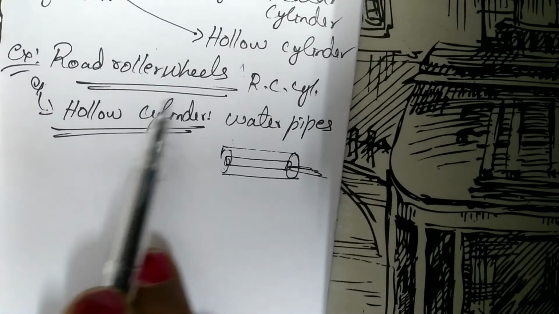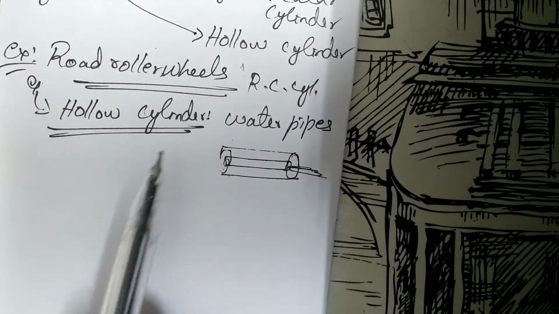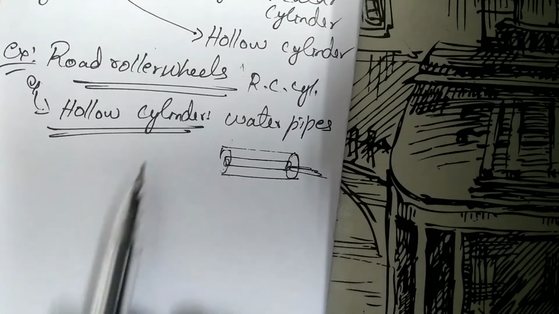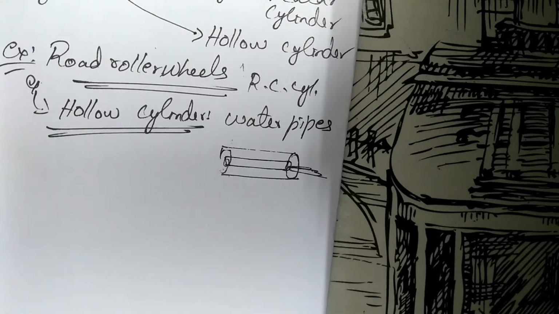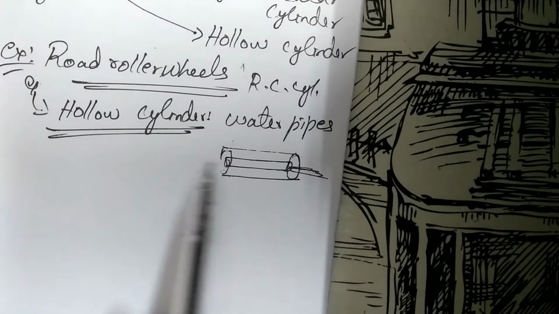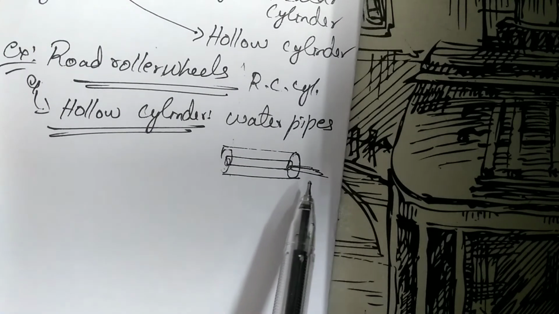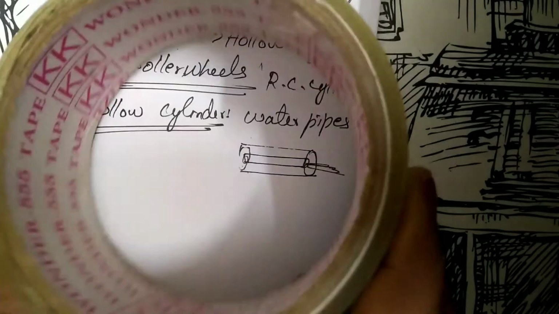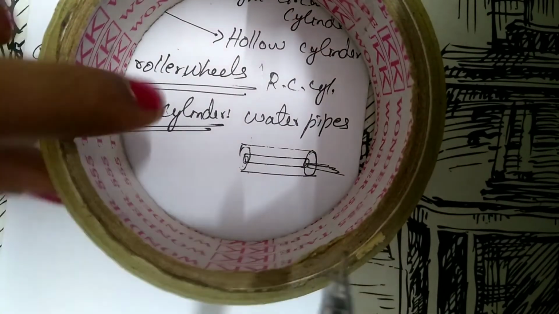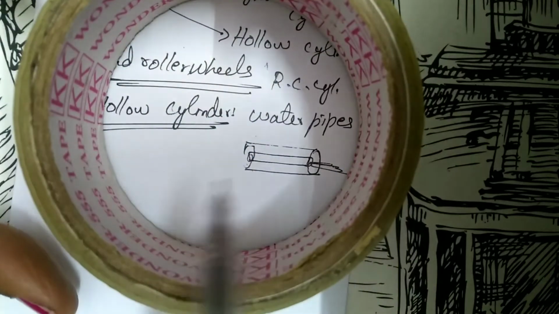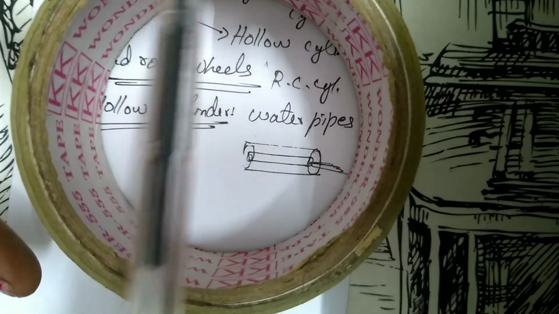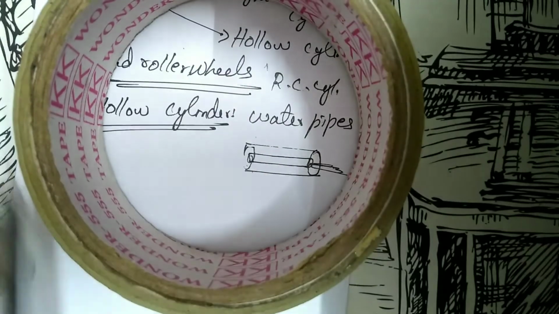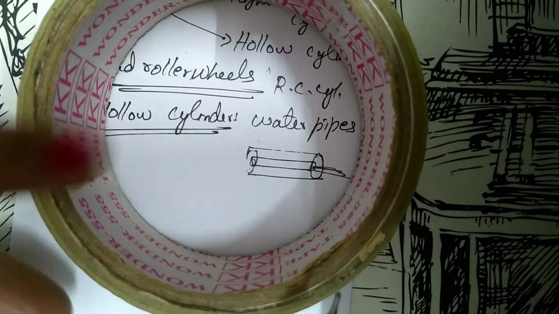So we have understood now: a right circular cylinder is a solid cylinder, right? Road roller wheels, your paper roll, toilet paper roll, it looks like a solid one. And then you can have our candles in the shape of a cylinder. Hollow cylinders are water pipes, and even your sellotape circles. This sellotape is also a hollow cylinder. You can see you have the inner circle and outer circle. We call this a hollow cylinder.